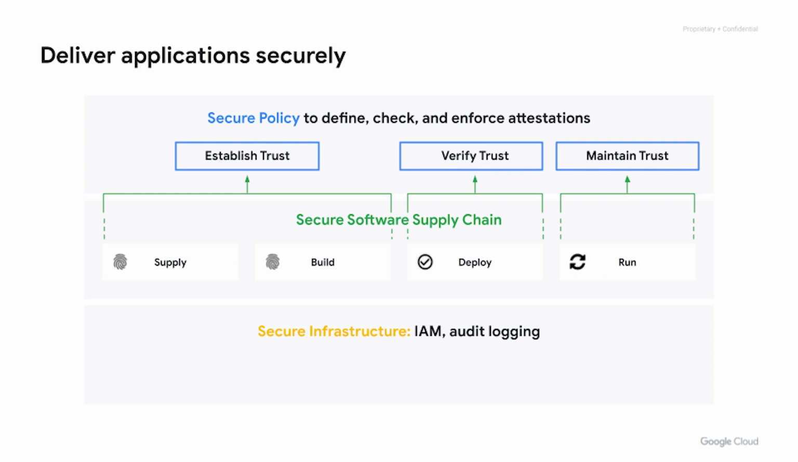Essentially, cryptographic signatures are generated as code and other artifacts move towards production. And then, before deployment, these attestations are checked based on policies. So let me walk you through the steps of how to achieve ambient security in your development process through policies and provenance on Google Cloud.